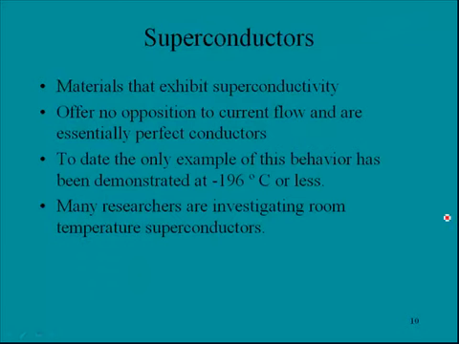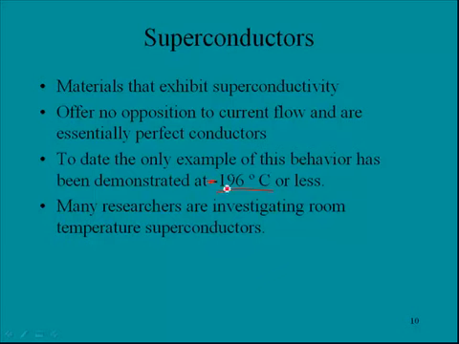Then we have superconductors. These are materials that exhibit superconductivity. They offer no opposition to current flow and are essentially perfect conductors. To date, the only example of this behavior has been demonstrated at super cold temperatures. We're talking about minus 196 degrees centigrade. So superconductivity has been attained. This is current flow with no resistance.